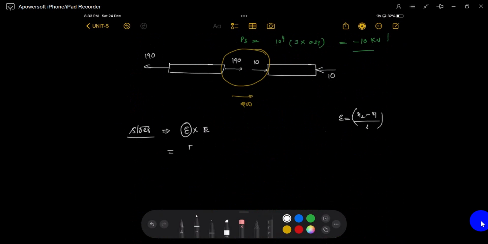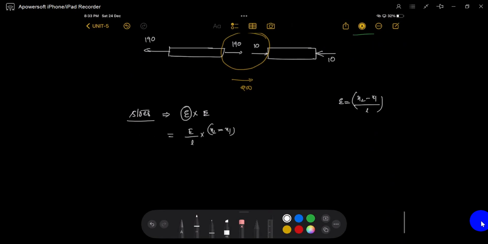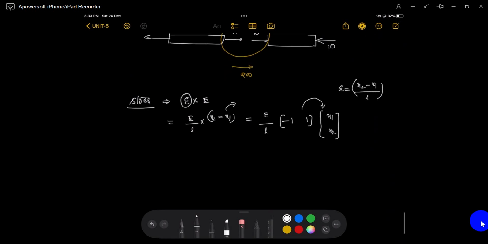Young's modulus divided by length, u2 minus u1. I will write u2 minus u1 in matrix form: Young's modulus divided by L, times [-1 1], times u1 u2. Row into column, you will get minus u1 plus u2, that is u2 minus u1. So this is the stress representation in matrix form.